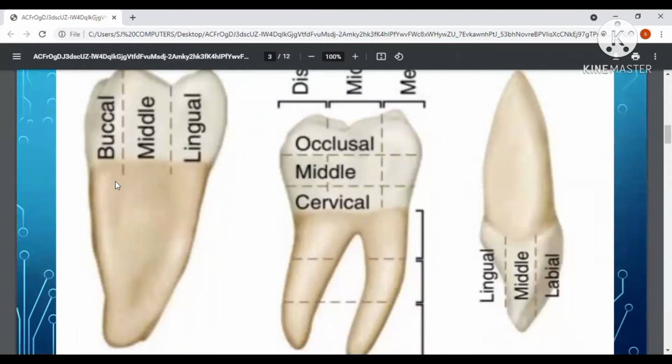If we divide the crown from the buccal to the lingual direction into three parts, it would be the buccal, middle, and then the lingual third. Buccal third because it is facing towards the cheek, and lingual third as it is facing towards the tongue. So it would be lingual third, middle third, and we have the buccal third as shown in this picture. This is the lateral view of the tooth, that is the mesial or the distal surface of the tooth.